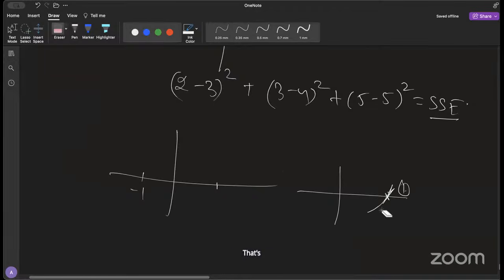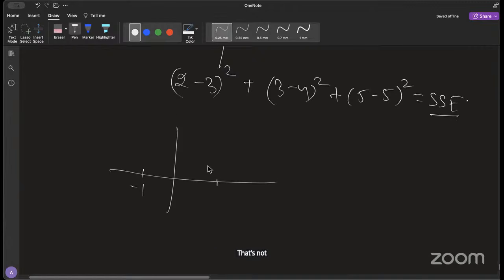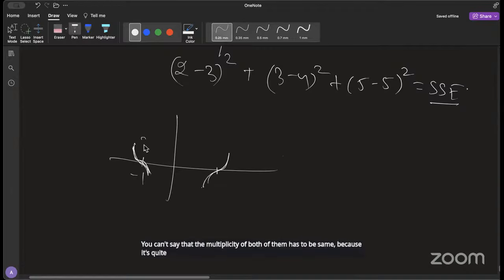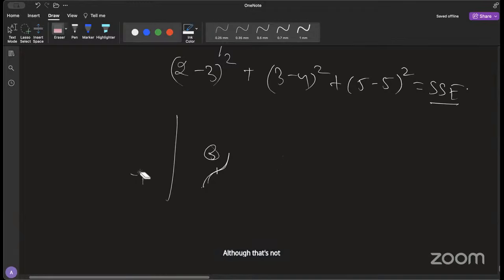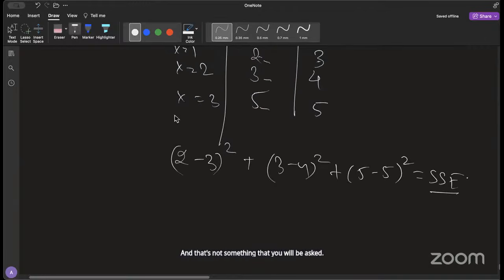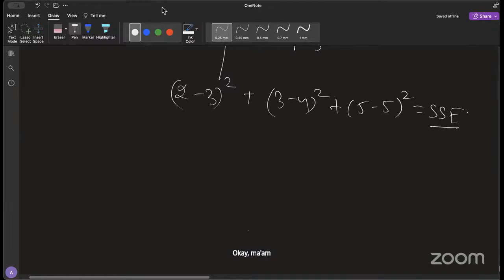That's why I say they have a vague element to them. That's not important. But if you have something like this and this on the same side, even if they look very similar to each other, you can't say that the multiplicity of both of them has to be the same, because it's quite possible that the multiplicity here is 3, but here it's 5. Although that's not the case in the question we're talking about, and that's not something you will be asked. So don't worry. Okay.